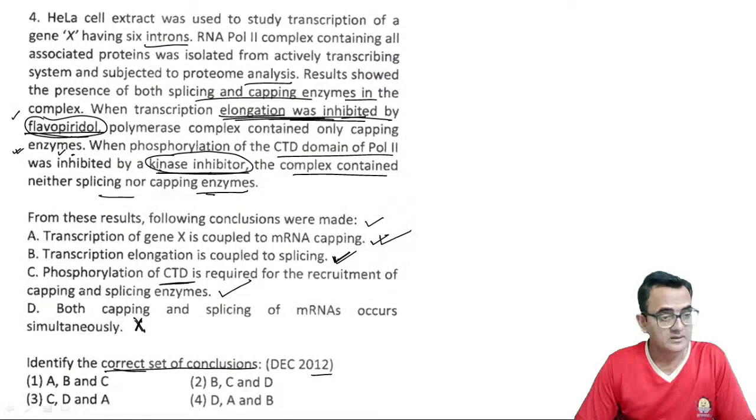Because they are coming after the treatment with different chemicals, that means both processes are not simultaneous. Actually, what happens is, first of all the capping occurs, after that the tailing, and finally the splicing, right? So this is the wrong statement, and the correct set of conclusions is A, B and C. So A, B and C are correct. Alright, this is a good question, a simple question but a good question.